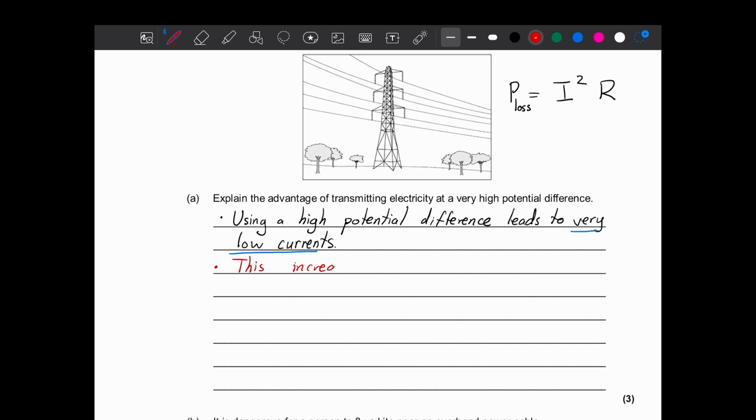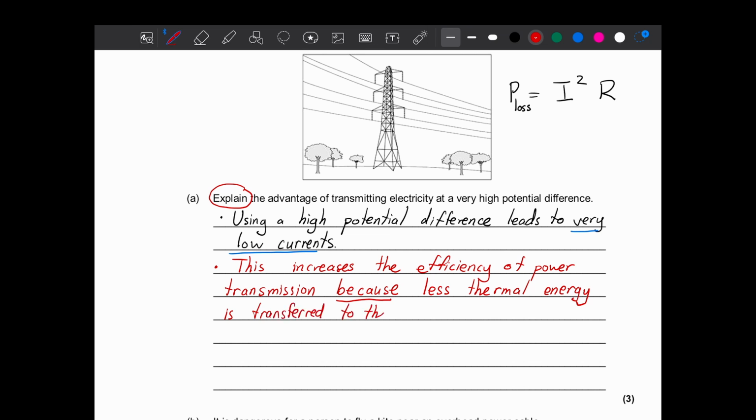This increases the efficiency of power transmission because, and I always try and include a because that usually puts me on the right path in an explain question, and it increases the efficiency because less thermal energy is transferred to the surroundings.